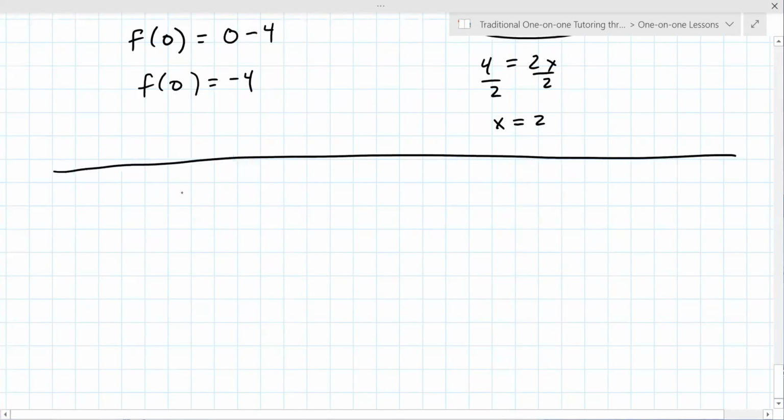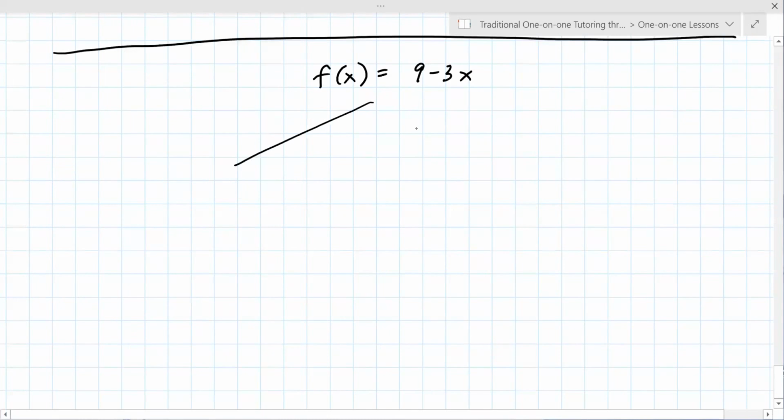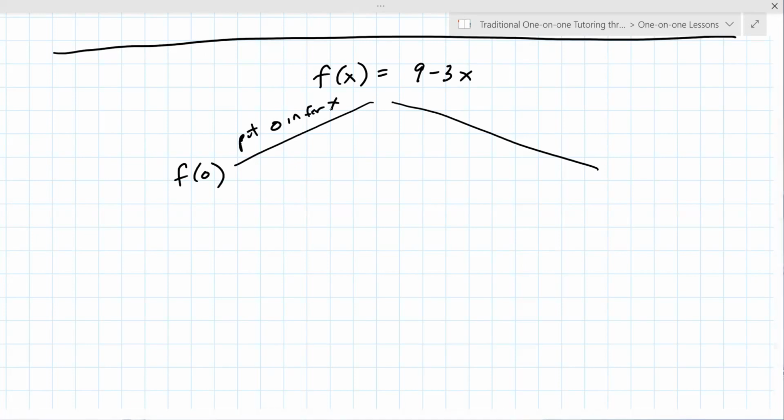Okay. So we're going to let f of x equal 9 minus 3x. And there's two things I want you to find. I want you to find f of 0, which means you put 0 in for x. So go ahead and find that for me, please. Okay, yeah.